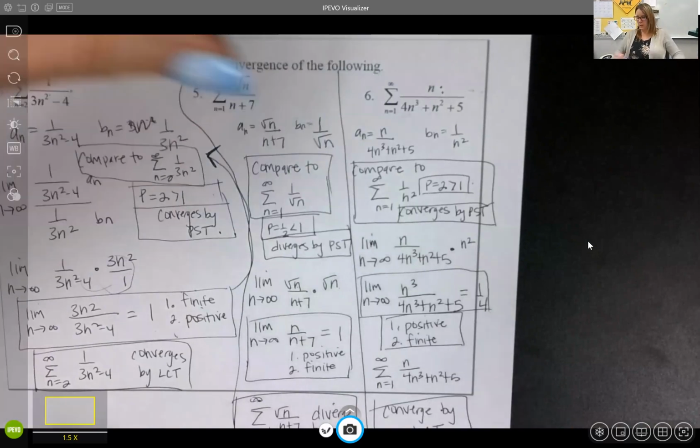Okay, all right, I know it's a lot of writing, but hopefully you understand the comparison functions, and we will go over them more tomorrow.